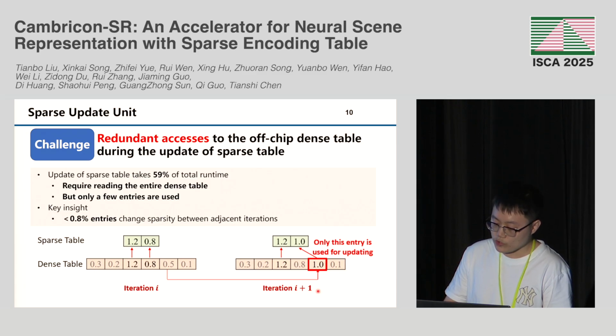To address this issue, we first analyze the sparsity changes between adjacent iterations. We observed that no more than 0.8% of entries change their sparsity status between adjacent iterations. And for the majority of entries whose sparsity remains unchanged, their update process can be merged with the dense table updates, thus avoiding the redundant accesses.